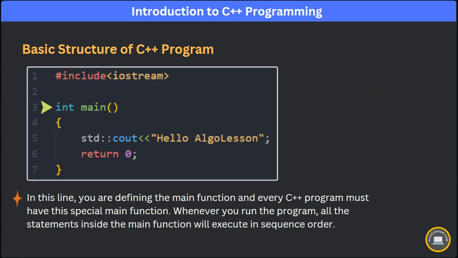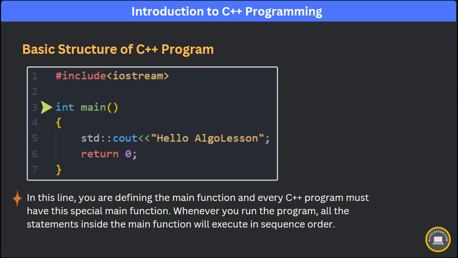The next line is int main. In this line we have defined a main function. This is very important in every C++ program, and the main function should be there. Whether you are writing a big program or a small program, this main function must be there for your execution.